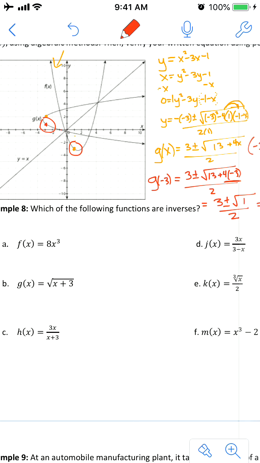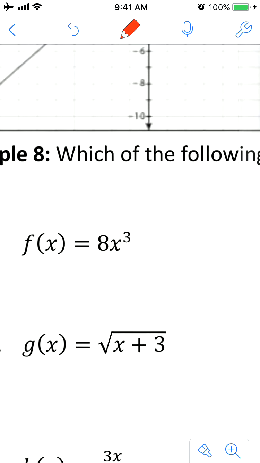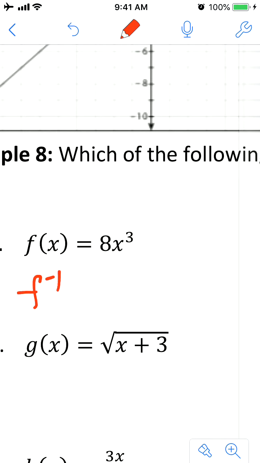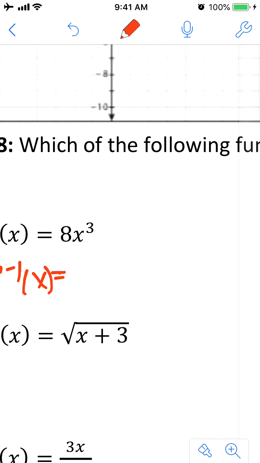The easiest way to see if they are inverses is to, in fact, invert them. So they are, hopefully, inverses of each other. Let's see what we have. So f of x, let's find f inverse of x. Well, in order to do that, I'm going to change it to y equals 8x cubed. This one's a cubic. I wonder what that's going to be inverted. It could be interesting. Let's change x and y.